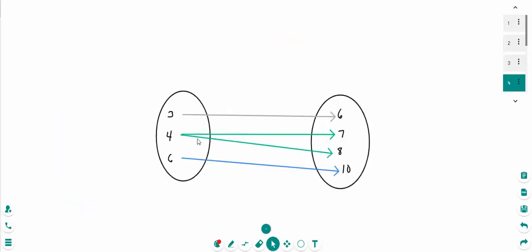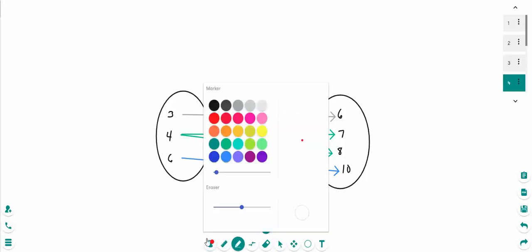Now let's talk about a function. Okay? Well, first off, let's look at this chart, or this picture, and just ask ourselves, is it a relation? Maybe we'll start with that. Is this a relation? What do you think?